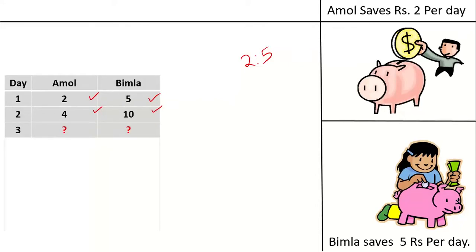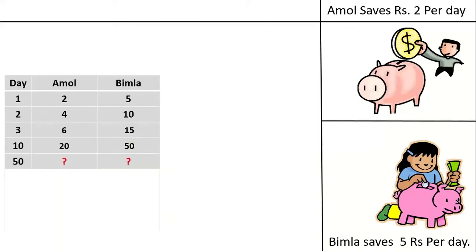What is the saving at the end of day 3? Obviously, it is 3 into 2, 6, and 3 into 5, it's a 15. Next question, at the end of 10th day, what is the saving of Amol and Bimla? Pretty simple. 10 into 2 is a 20, while 10 into 5 is a 50. At the end of 50th day, Amol ka saving will be 50 into 2, 100, and Bimla ka saving will be 50 into 5, which is a 250.